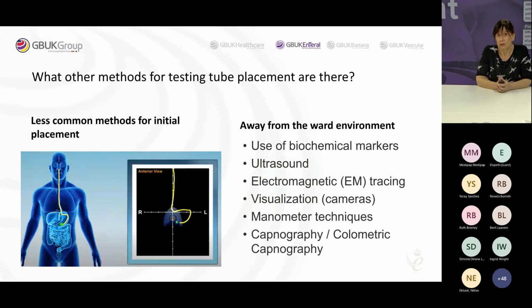Electromagnetic tracing shows a 3D avatar using quite an expensive tube and some other expensive equipment that needs quite a high level of training to be able to use. And again, only useful for initial insertion. Other techniques such as visualization, which is like a camera used again on quite an expensive tube, and things such as capnography or colorimetric capnography, which just means monitoring for expired CO2, expired carbon dioxide, which you shouldn't get when a patient has got an NG tube in situ. So these methods are all used for initial placement, but not necessarily useful by the bedside and definitely not useful for pre-feed testing.